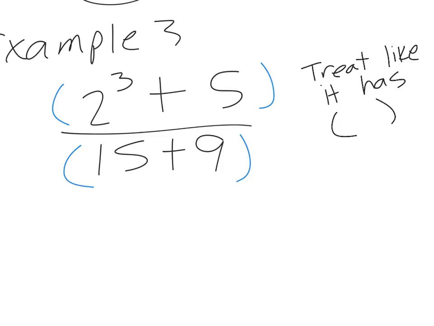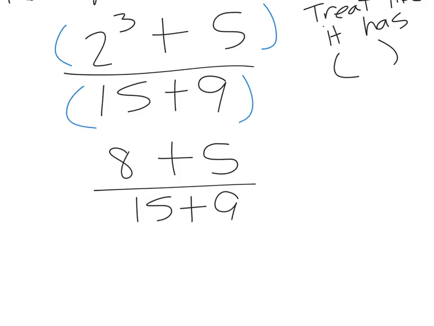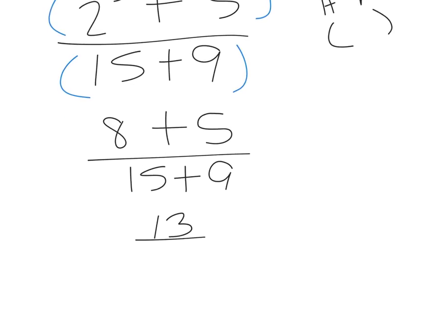So in this case, that means I do 2 to the third. 2 to the third is not 6. We remember that, right? What's actual 2 to the third? 2 times 2 times 2. Exactly. So we got 8 plus 5 in the numerator. So 8 plus 5, oh my gosh, I'm drawing a 12. 13. And then 15 plus 9 is 24. Can you simplify that fraction in any way?